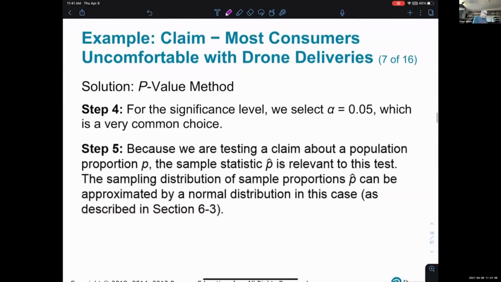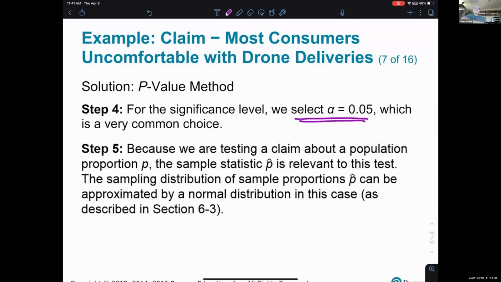So for the p-value method, now that we have a null and alternative hypothesis, we need to have a significance level. We need to know with what assurity we need to feel comfortable in order to support our claim, in order to say that our sample evidence supports the claim of being greater than 50%. And so the significance level is this alpha.